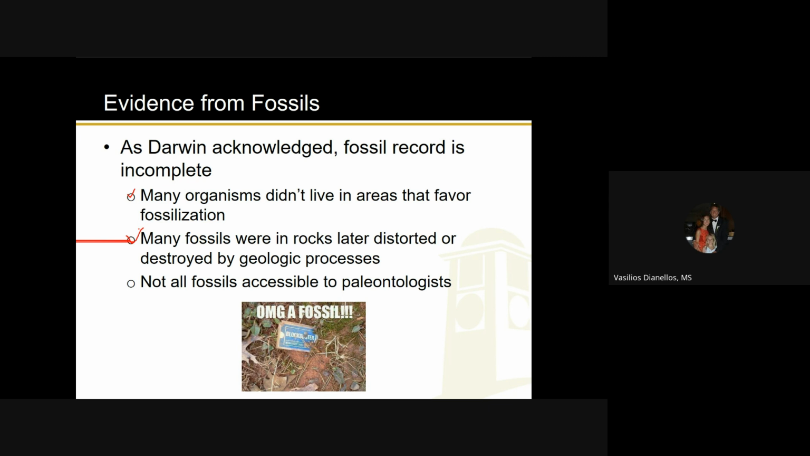If there were fossils there, they were probably destroyed. Not to mention, like I said, our mountains used to be taller than the Himalayas, right? Taller than Mount Everest. So obviously a lot has happened to them to wear them down to where they are today. And if there were any fossils in those rocks, obviously they've probably been destroyed for obvious reasons. And then, of course, the final one is that not all fossils are accessible to paleontologists, right? So not only was fossilization relatively rare, but we also can't even get to all the fossils. So yes, the fossil record is incomplete. It is not perfect. Does anybody have any questions about this slide?